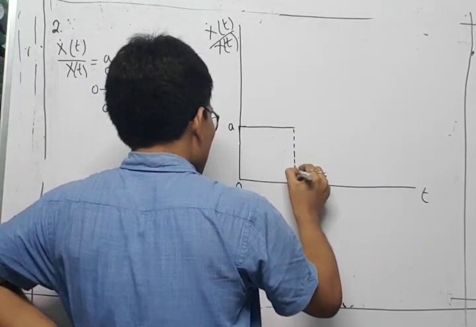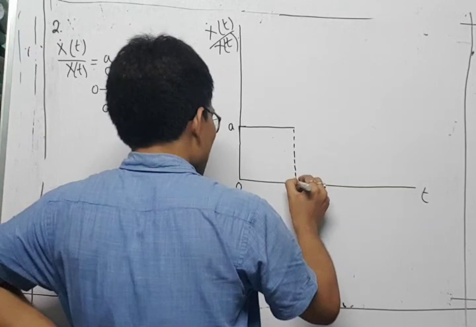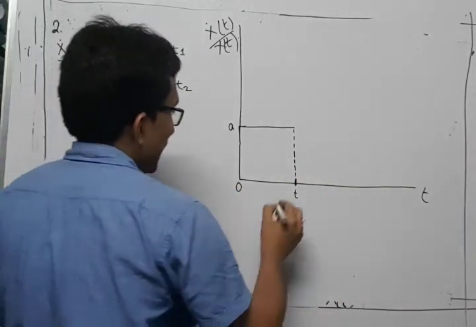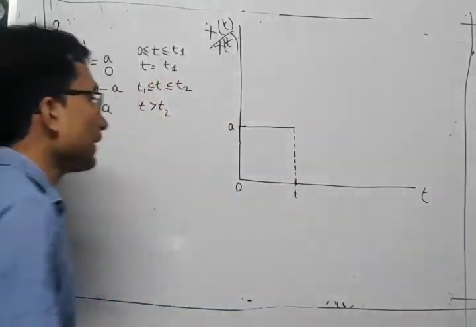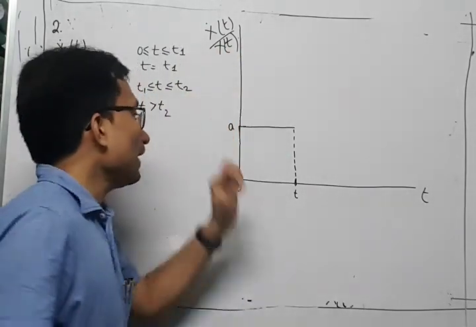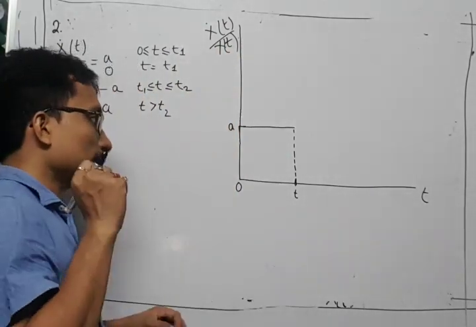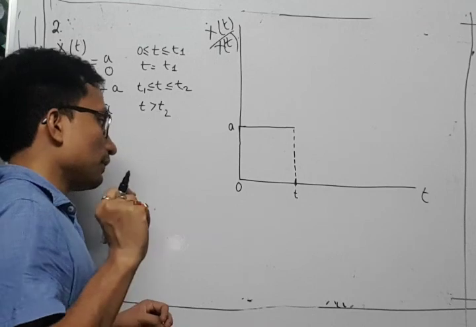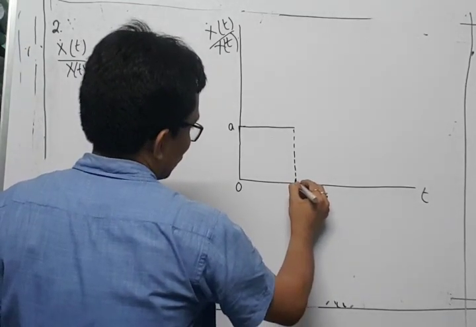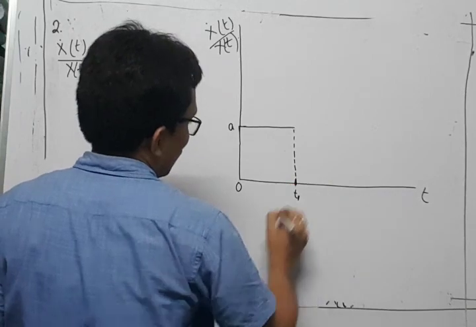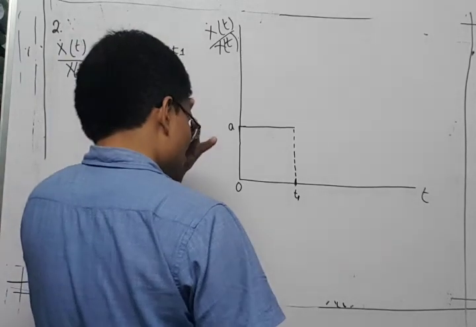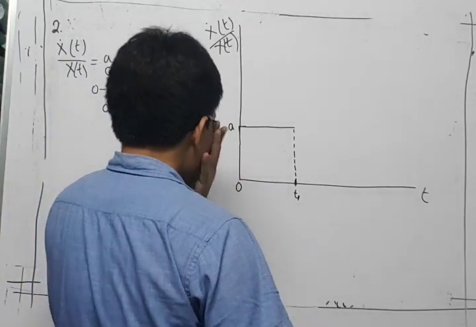Okay. Now at time t1, the growth rate drops to 0. So there will be a discontinuity at time t1, as the growth rate is dropping straight from a to 0 at the single time period, that is t1. Okay. So this is the point where the growth rate is 0, because it's a point on the horizontal axis, and hence the growth rate is equal to 0.